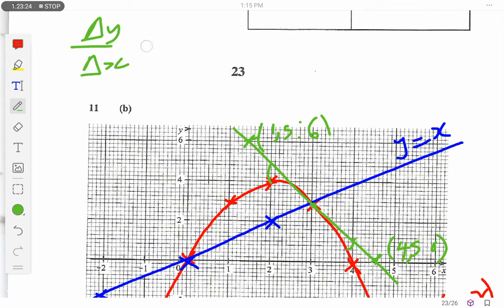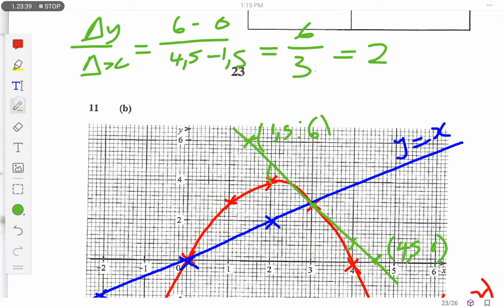So gradient is equal to change in y over change in x. My y values give 6 minus 0 over my x values 4.5 minus 1.5. So it's going to be 6 over 3, so it's going to be 2. That's my gradient, because I'm taking extreme values and the triangle that I form is very big.